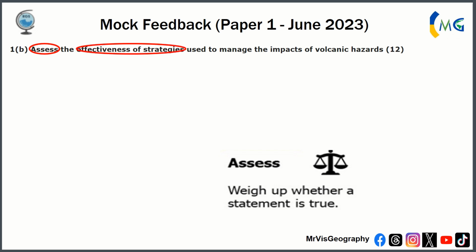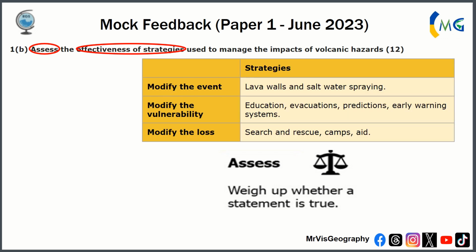Once you did that, you had to look at the effectiveness of strategies. The strategies included were to modify the event. Examples of strategies there would be lava walls or salt water spraying. You can modify the vulnerability as a different strategy. That would include education, evacuation, predictions, early warning systems. And you can modify the loss, which is the least desirable one in some ways, and it's about minimizing damage by search and rescue, having some immediate relief camps, medical camps, and sending some aid.